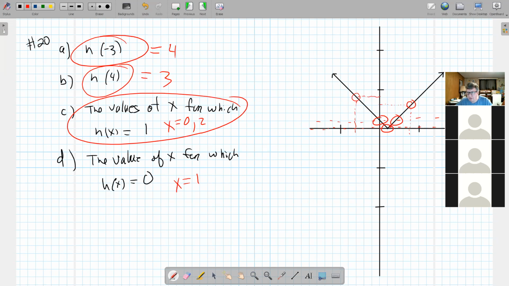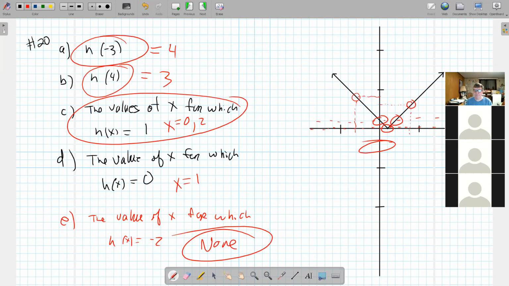I have a question. Yeah. So what if it asks us to find a point where there isn't a line, or will that ever happen? So let's make one up here. This is part E. The value of x for which h of x equals -2. Which would be right down here. None. Oh, okay. So it could happen. That's what your answer would be. There are none. Okay. We good to go on to another example?